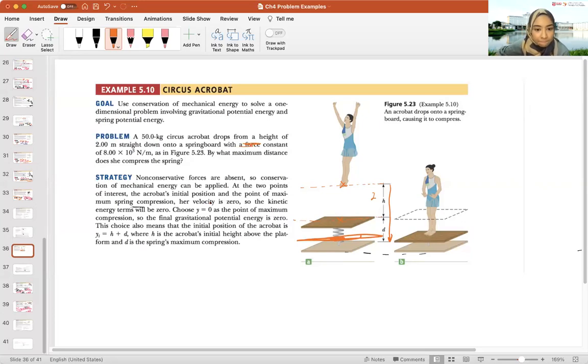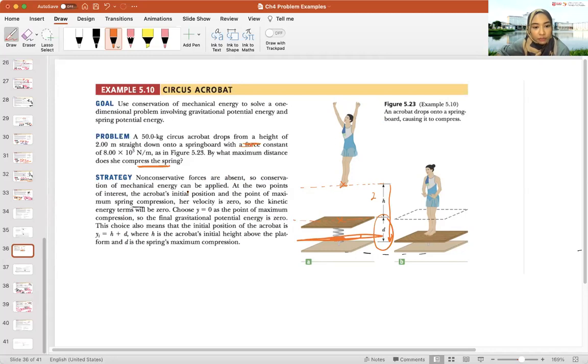Okay. At the 2 points, by what maximum distance does she compress the spring? So they are asking us, what is D? So the strategy, let's read the strategy of this problem. Non-conservative forces are absent. Macam mana kita tahu dia absent? Tak cakap pun. So we are ignoring air resistance here and we don't have any other friction. We're not in contact with a surface when we are diving onto the springboard. So friction memang tak ada. Air resistance pun neglected here. So non-conservative forces are absent.